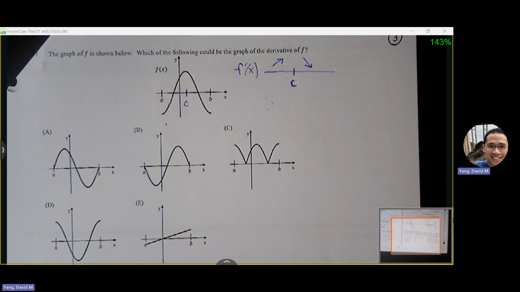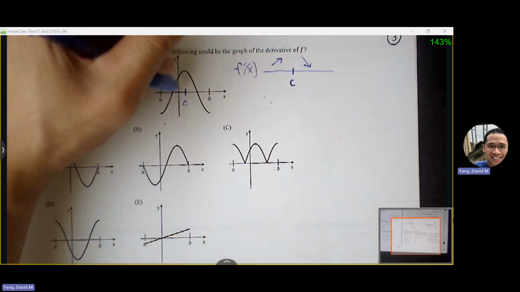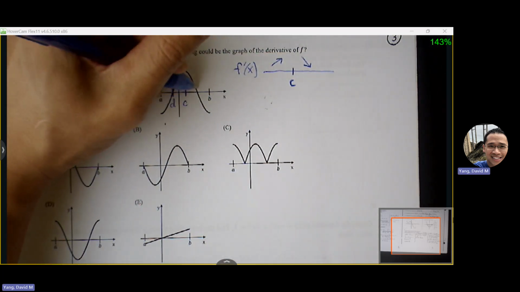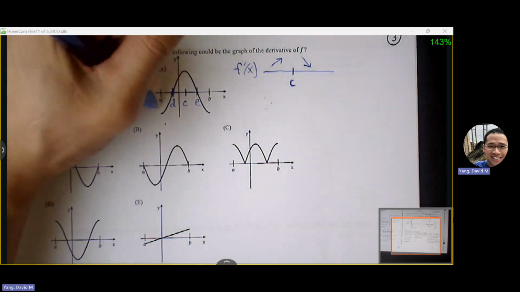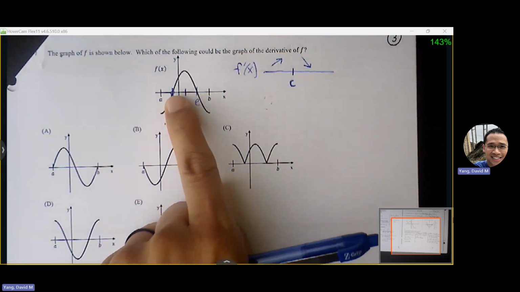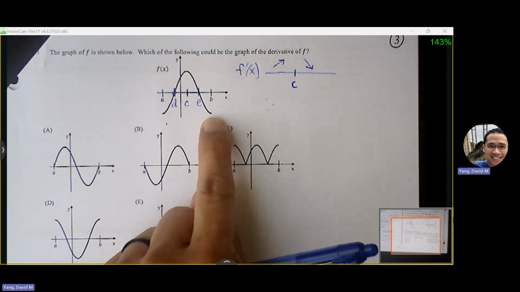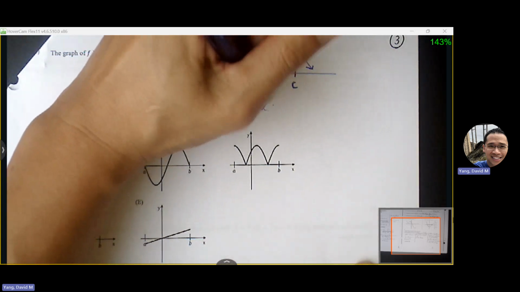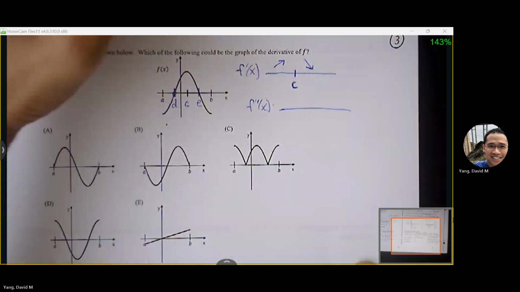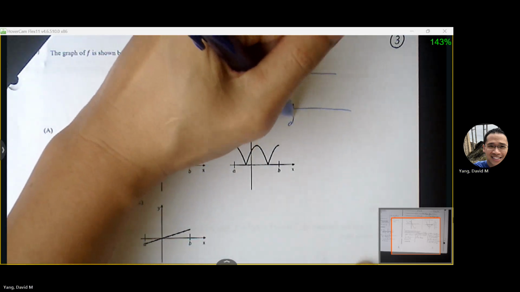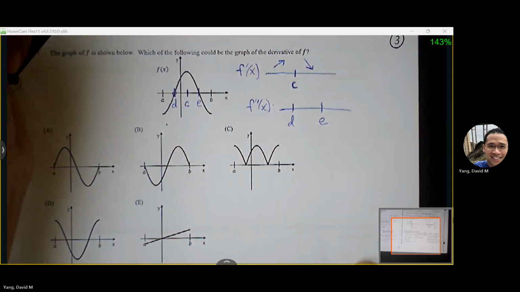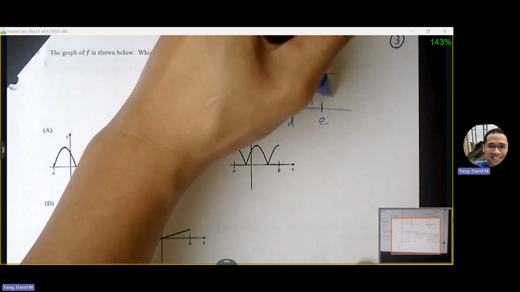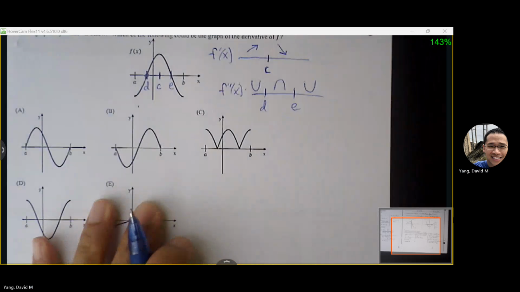And if I had to guess, there are points of inflection here. So I'll call this point D, and point E. You can tell that it starts off concave up. At some point it's going to turn to concave down, and then turn back to concave up. So I have some information about my concavity as well. It starts off concave up, shifts to concave down, and back to concave up.